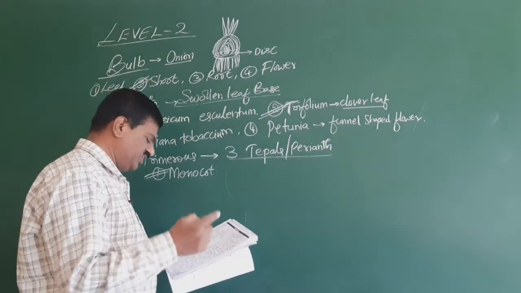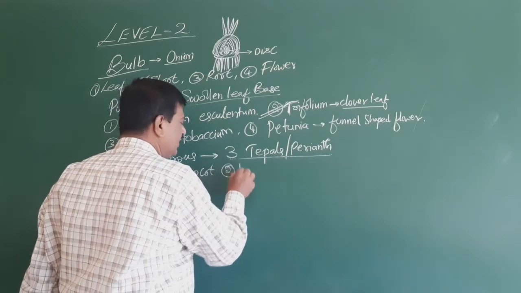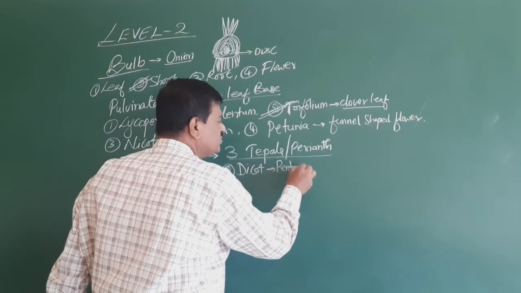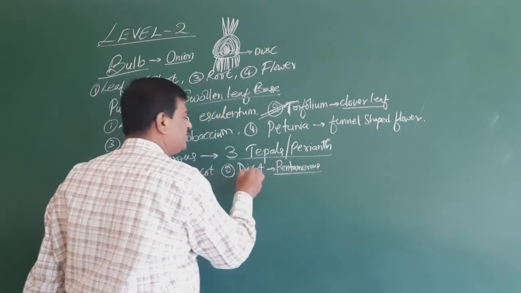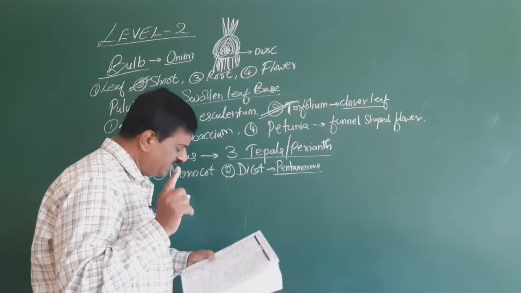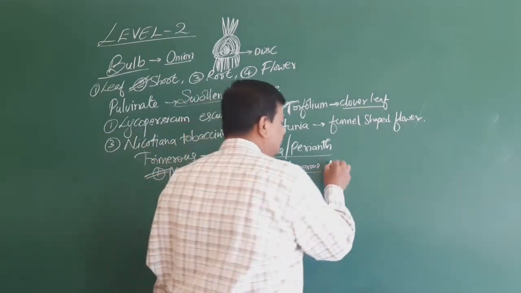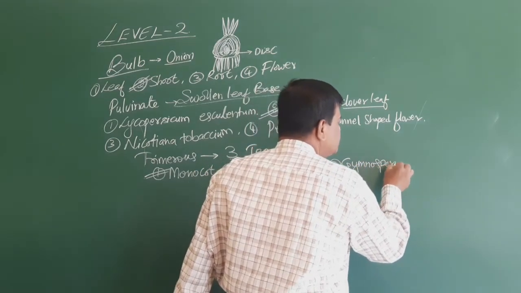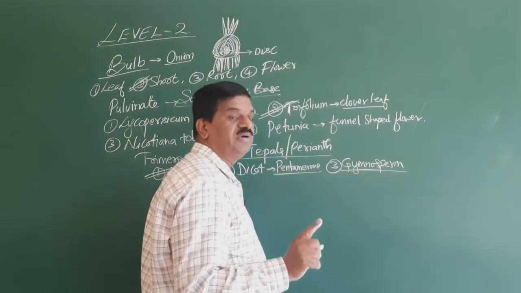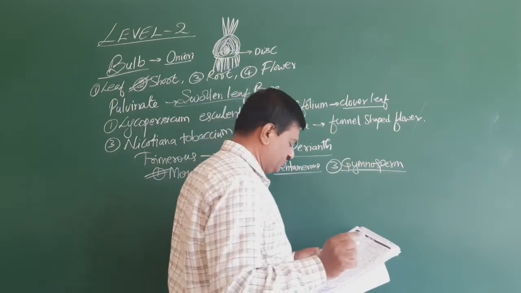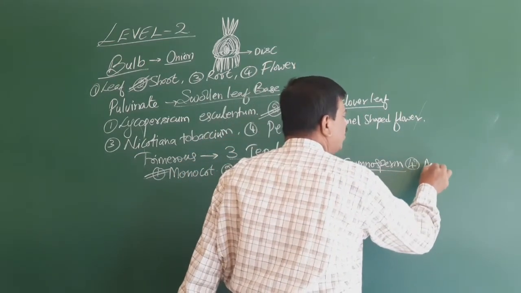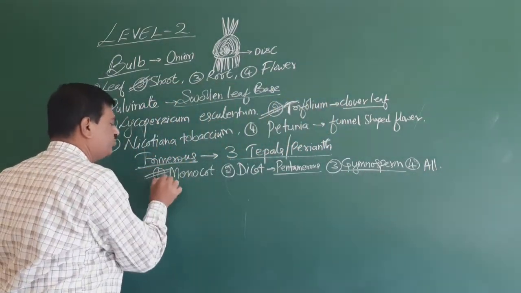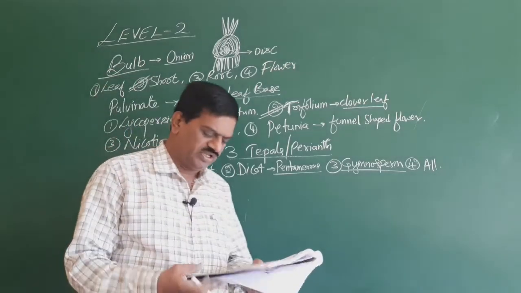So the first option itself is right. So we go for the second one called dicots. In a dicot, we see pentamerous. The meaning of pentamerous, 5 sepals and 5 petals can be seen in the dicots. The third option is gymnosperms. Gymnosperms are called naked seeded plants. Here the seed is not covered by the fruit wall, hence they are called gymnosperms. And the fourth option is all the above. So that's not the answer. Here trimerous can be noticed in monocots. So we go for the next question.